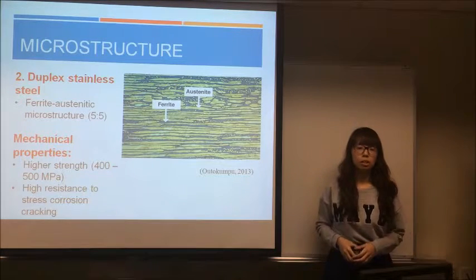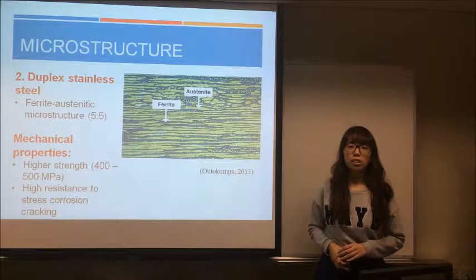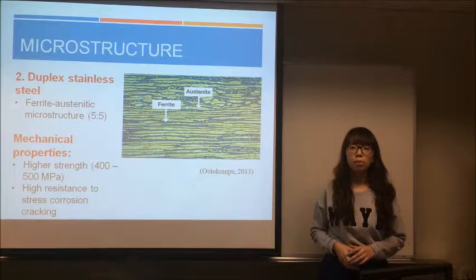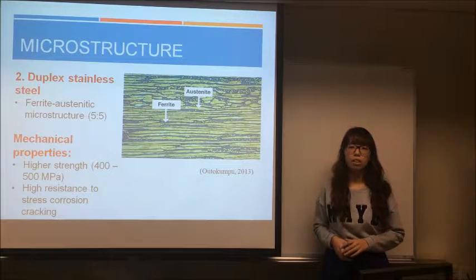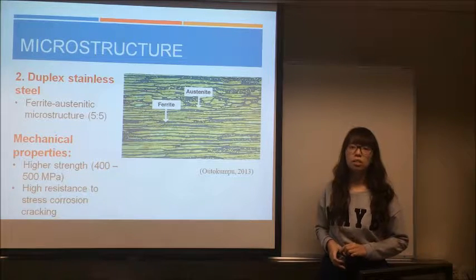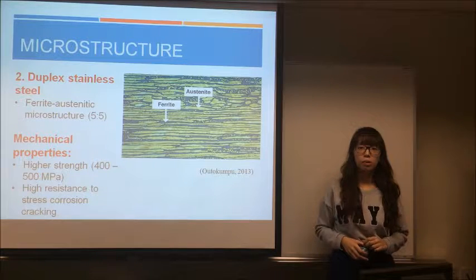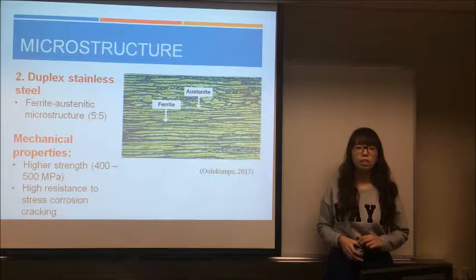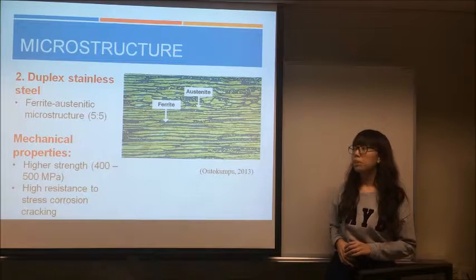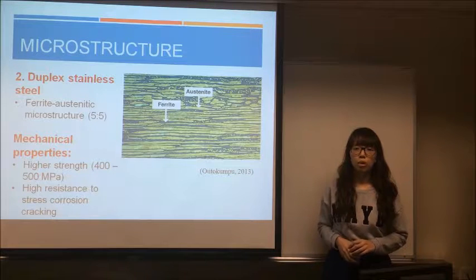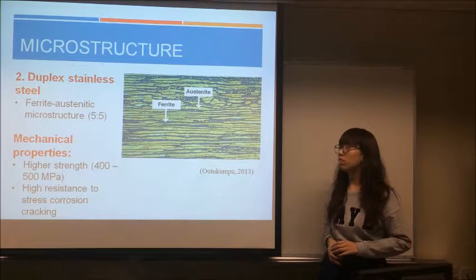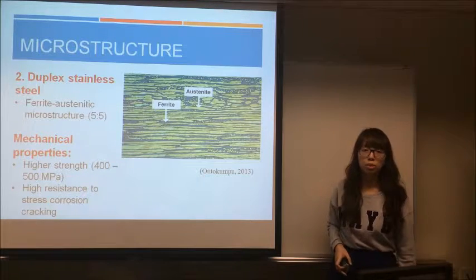The second one is the duplex stainless steel. It has a ferritic austenitic microstructure with a balance of approximately 50% ferrite and 50% austenite. When the duplex stainless steel is melted and solidified from the liquid phase, the ferritic structure is formed. As it cools to room temperature, about half of the ferritic grains transform to austenitic grains, and the microstructure of this type of steel is formed.